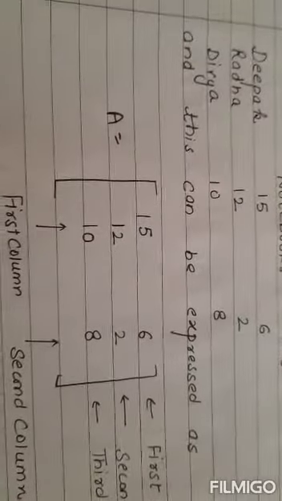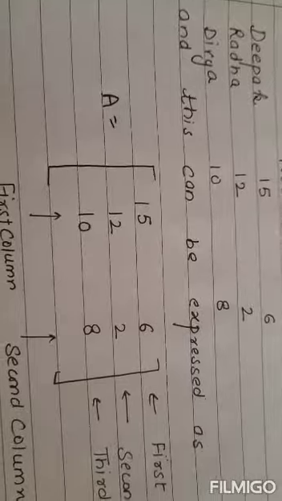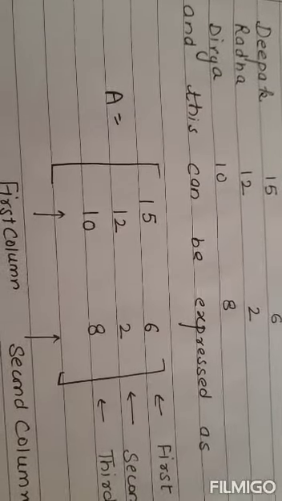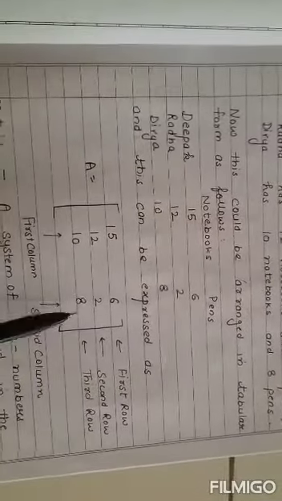The name of a matrix is always represented by a capital letter, like you can write capital A, capital B or capital C. And generally the elements are denoted by small letters. So we have represented this data in the form of a matrix.